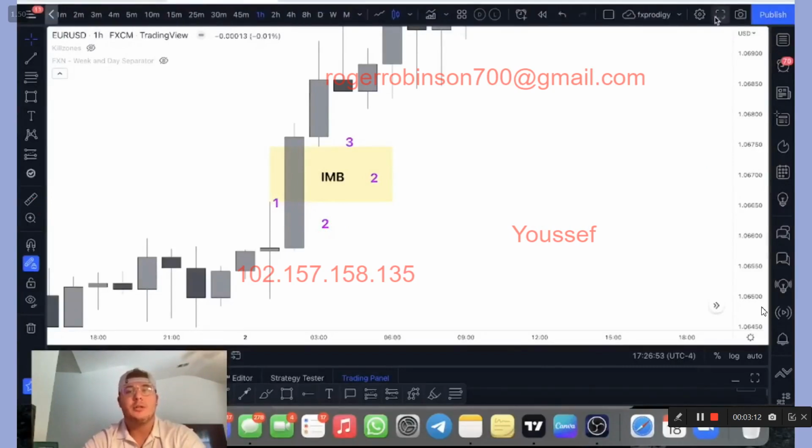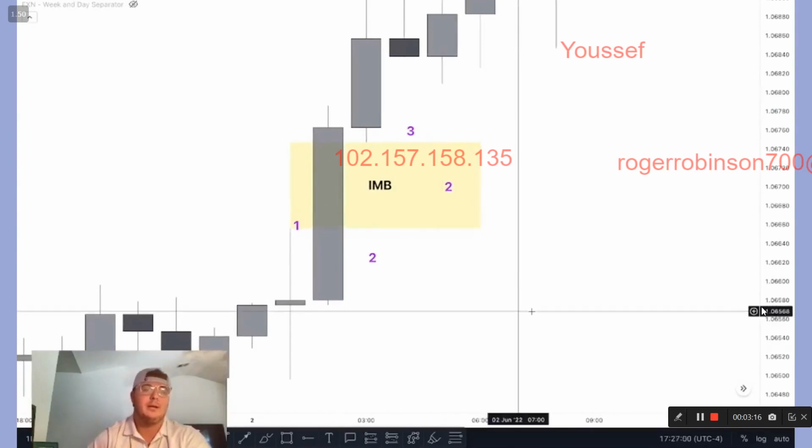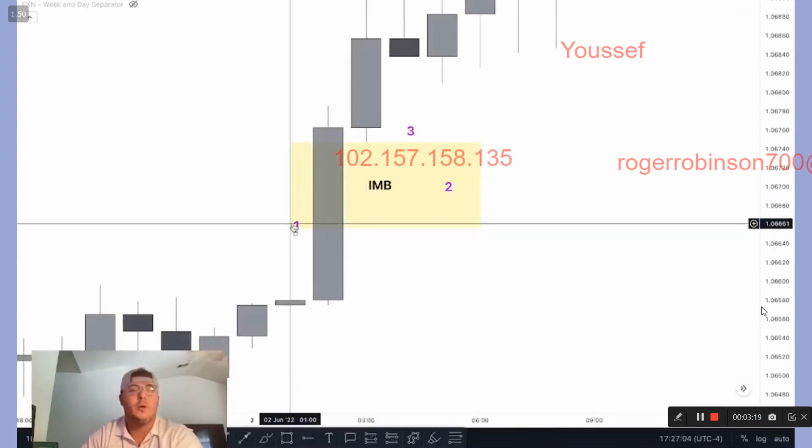So when we're looking at this chart right here, essentially an imbalance is a 3-candle pattern formation that leaves some form of gap behind. So what we have illustrated here is we have our 1, 2, and 3 labels.